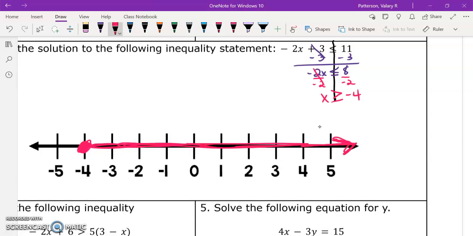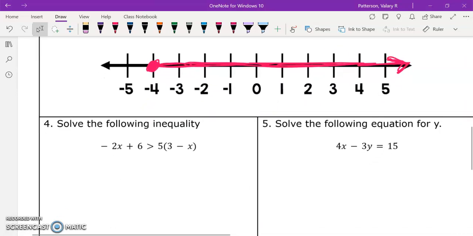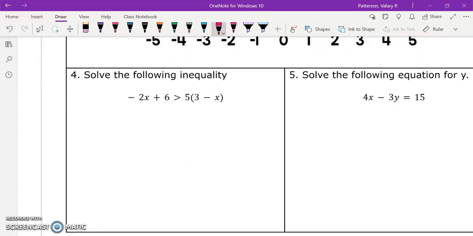So again, closed because of the equals to. If it was just greater than, we just put an open circle. Remember, use that direction. Again, it's pointing to the negative 4, so the inequality, so that's how I know to shade it to the right. Okay, let's just solve one without graphing; you don't have to graph one.